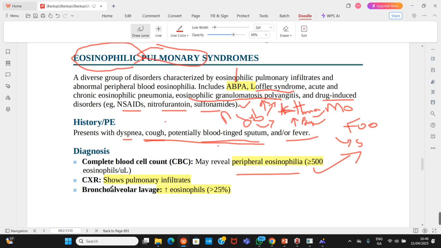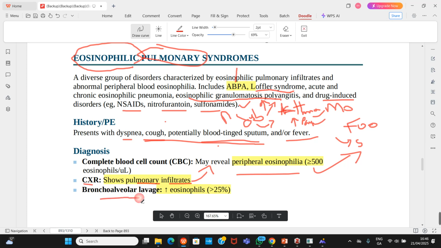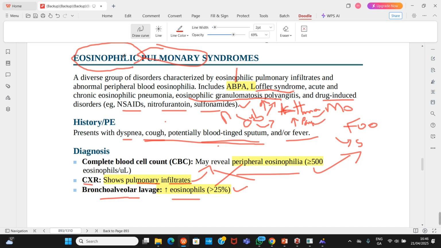Okay, guys, there's a mistake. So eosinophilia, the eosinophil count is more than 500. If you do chest X-ray, we're going to see the pulmonary infiltrate. So the eosinophils infiltrating the lungs. That's the cause. Then, if we do bronchopulmonary lavage, there's going to be elevated eosinophils, more than 25%. So, if you can marry all these things together, we'll be able to make diagnosis of eosinophilic pulmonary syndromes.